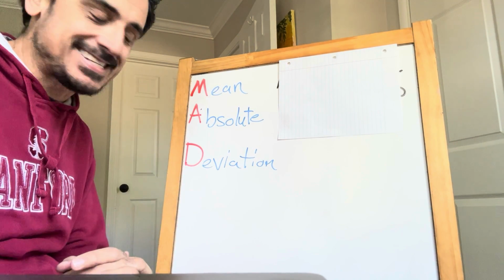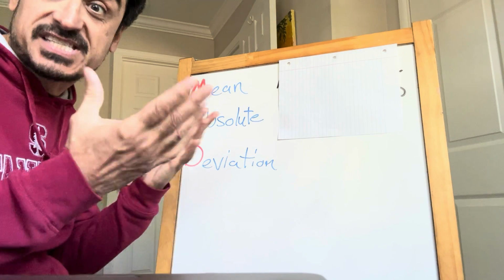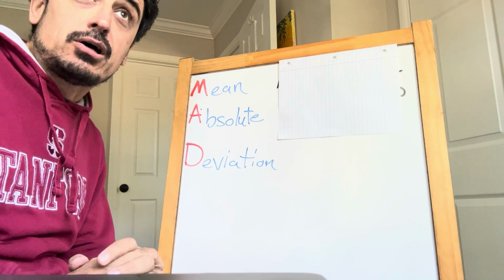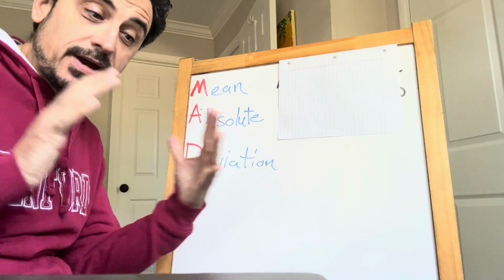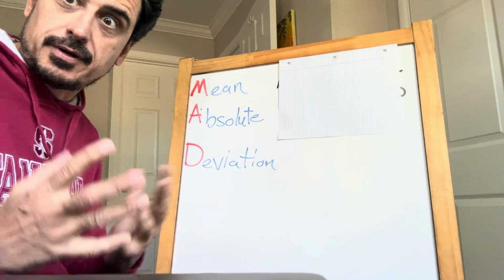I'm going to be talking about mean absolute deviation, or MAD. This is the idea that you have a set of numbers and all of them are within a certain range or distance from the mean.